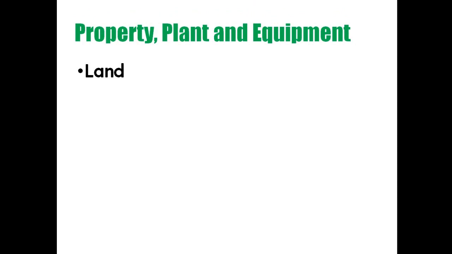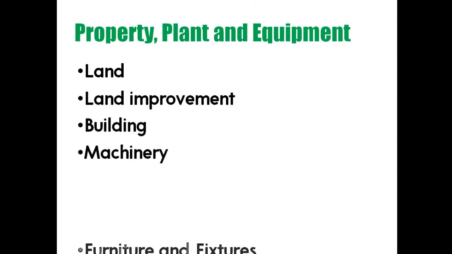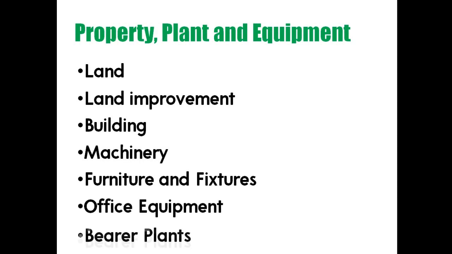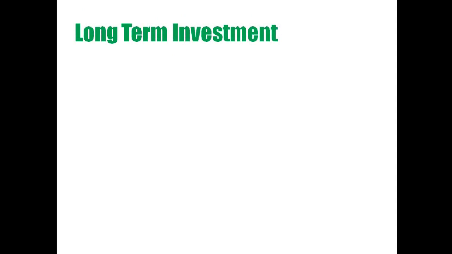So, examples: land improvements, building, machinery, furniture and fixtures, office equipment, and bearer plants. When you discuss agriculture, if you have biological assets, you remember that the bearer plants under the new standard are actually property, plant, and equipment. Ano po yung bearer plant? Yung namumunga. Okay? So, yun. Biruin mo yung puno. Ay, property, plant, and equipment.